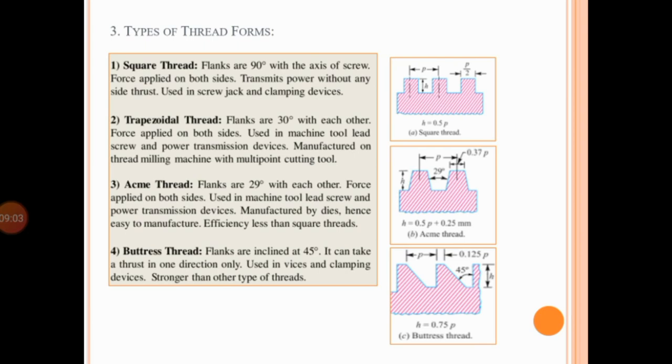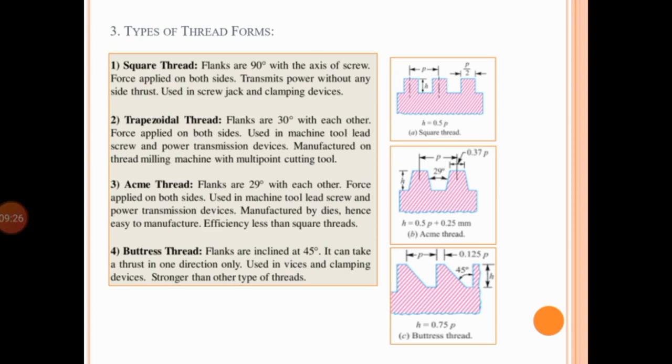The Acme thread is the third type of thread, and it is very similar to the trapezoidal thread, except there is a little difference in the angle. There are 29 degrees between the flanks in place of 30 degrees. Other characteristics of the Acme thread are very similar to those of the trapezoidal thread.